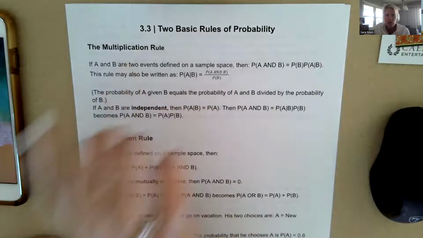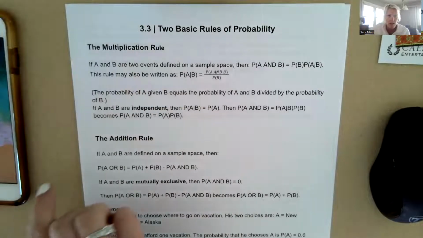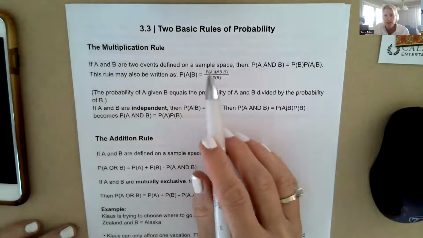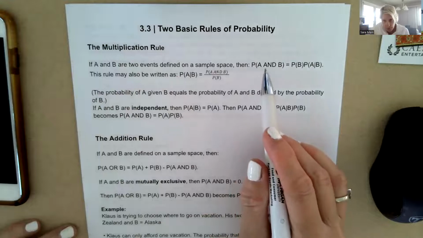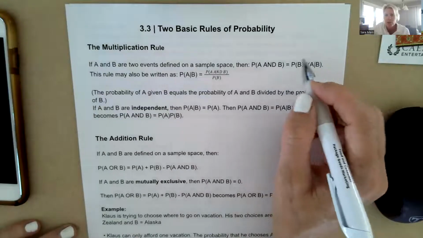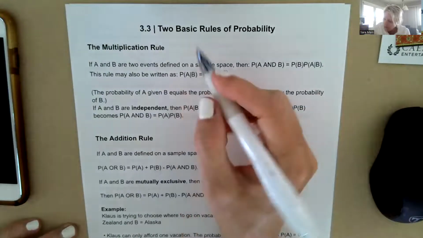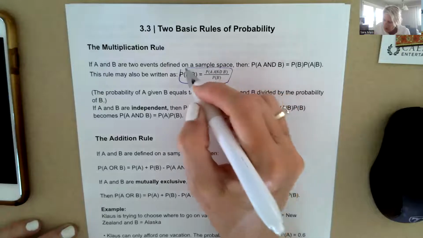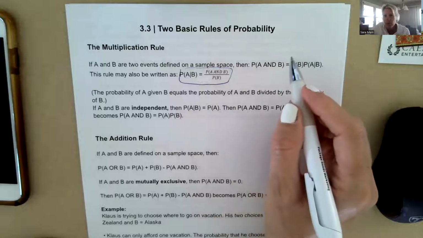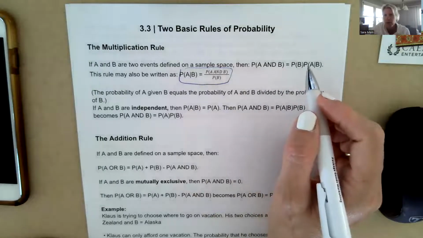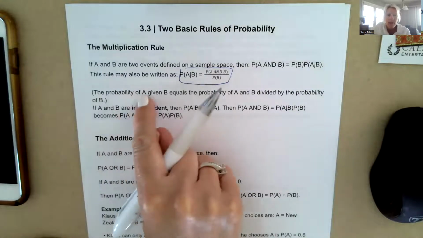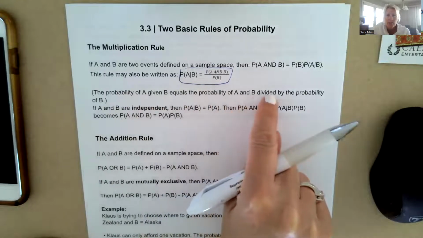So the first rule is called the multiplication rule. I mentioned this in 3.1, but it says if A and B are two events defined on a sample space, then the probability of A and B can be written like this. We introduced this formula in 3.1, the probability of A given B. The probability of A and B can be found by the probability of B times the probability of A given B. The probability of A given B equals the probability of A and B divided by the probability of B.